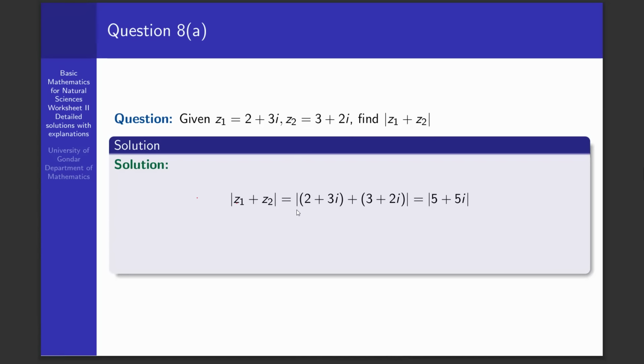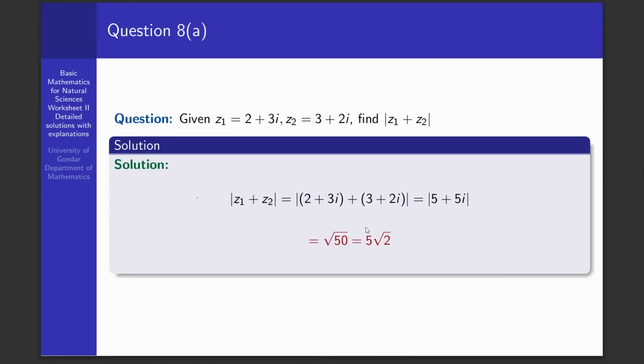First, let's add them together. That is z1 plus z2 is equal to the absolute value of 2 plus 3i, that is simply for z1, and 3 plus 2i for z2, which is equal to 5 plus 5i. Then the norm of their sum, that's 5 plus 5i, is the square root of 5 squared plus 5 squared, the squares of the real and imaginary parts of this complex number, which is 50.